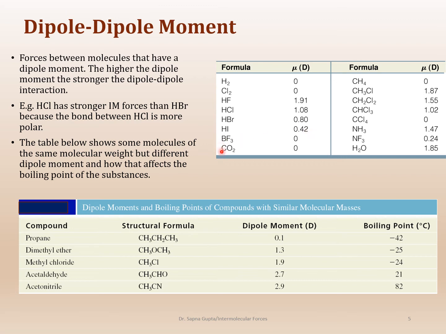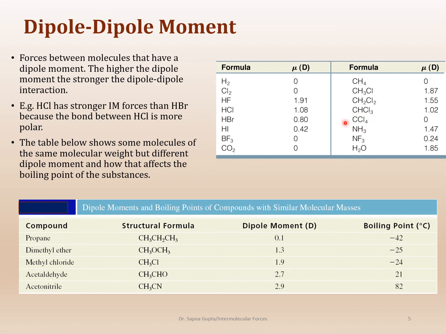BF3, CO2, boron trifluoride and carbon dioxide, both of them are zeros because they have a symmetric structure, even though they have polar bonds. Remember, we talked about this. So they have a polar bond, but the dipole moment is zero just because of the shape of the molecule. BF3 is trigonal planar and carbon dioxide is linear. Okay, because of that, no dipole moment. CH4 is the same way, tetrahedral, but because all four atoms are the same, and also because the hydrogen-carbon bond is not that polar, the dipole moment is zero.